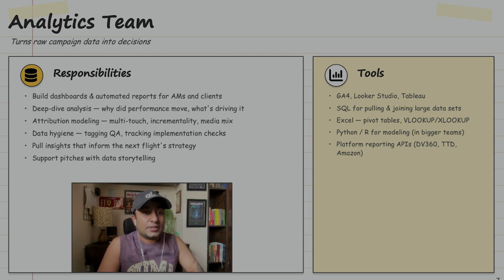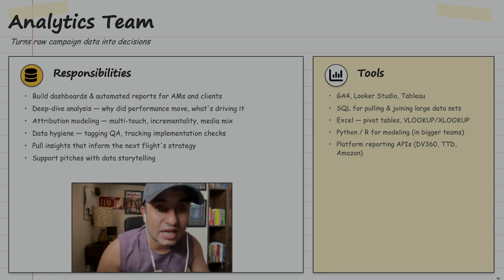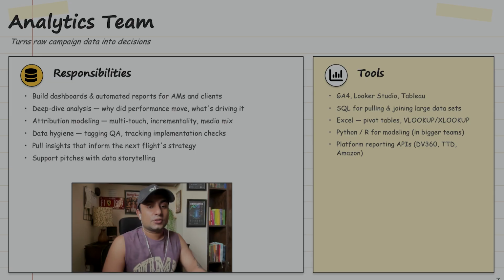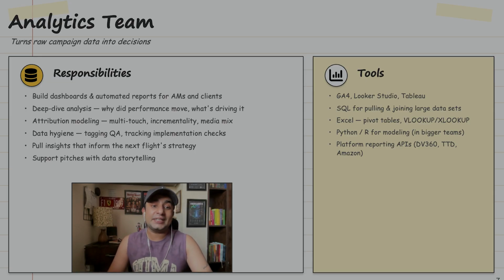Now, your responsibilities are building dashboards and automated reports for AMs on Google Analytics 4, because you would be pulling the data on a daily basis on how each campaign, each insertion order or line item is doing. So you would be communicating all that with AMs and clients. You would be deep diving into analysis. Why did performance move? What's driving it? Why we spent some budget and why we didn't? Attribution modeling like multi-touch, incremental, media mix.